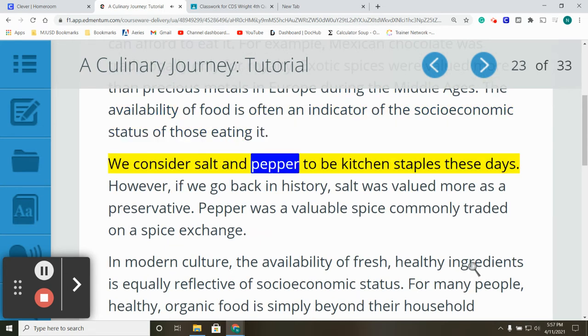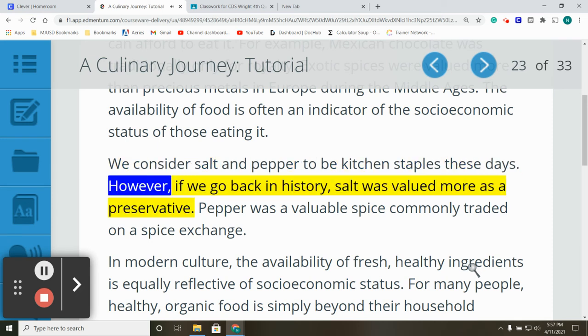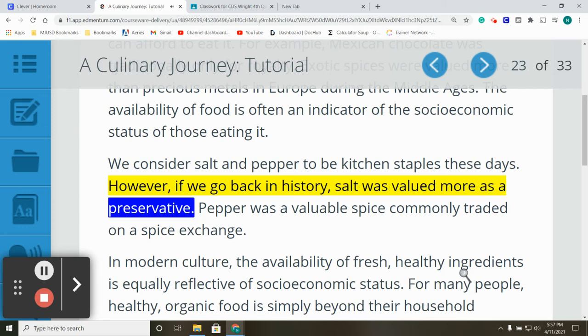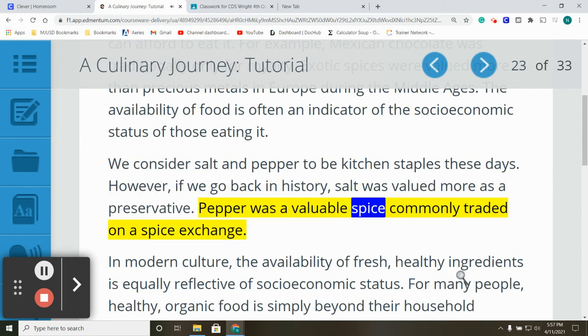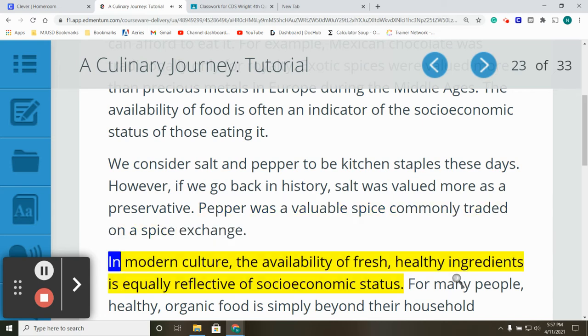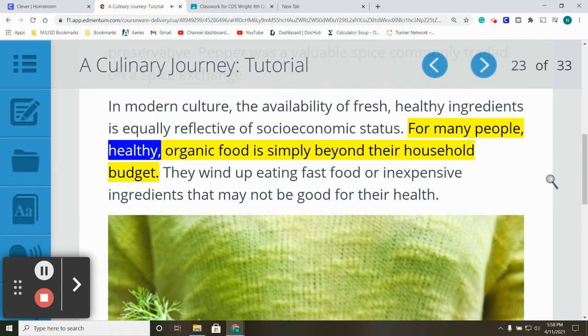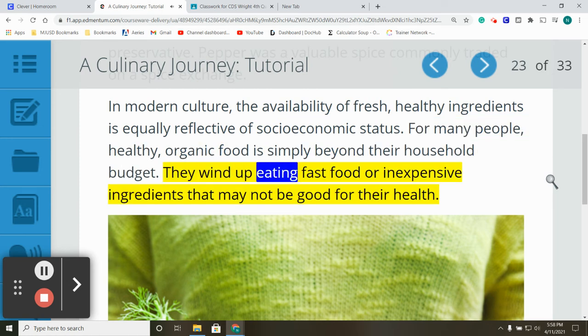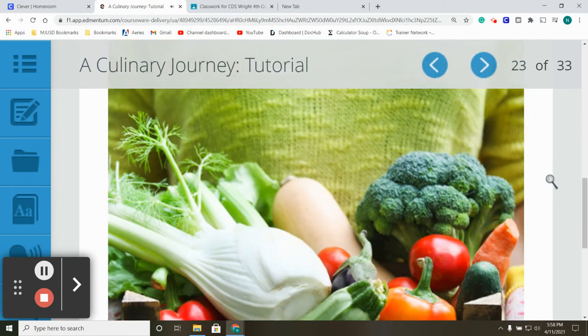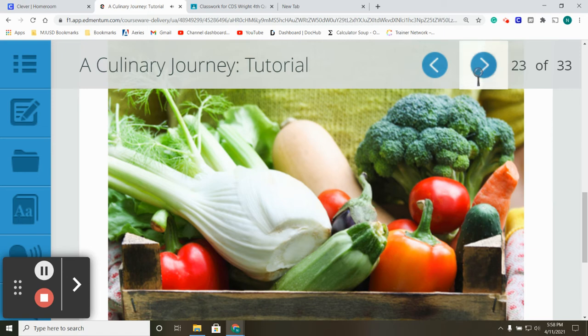We consider salt and pepper to be kitchen staples these days. However, if we go back in history, salt was valued more as a preservative. Pepper was a valuable spice commonly traded on a spice exchange. In modern culture, the availability of fresh, healthy ingredients is equally reflective of socioeconomic status. For many people, healthy, organic food is simply beyond their household budget. They wind up eating fast food or inexpensive ingredients that may not be good for their health. A woman holding a tray of fresh vegetables.